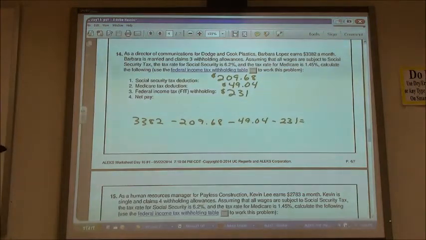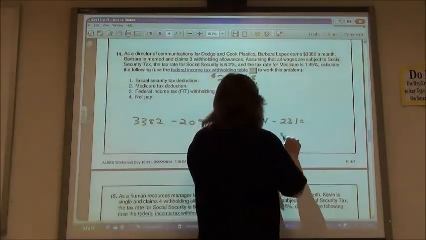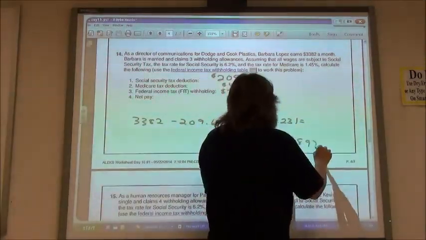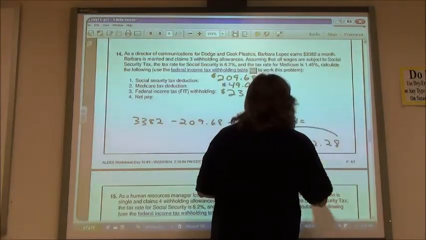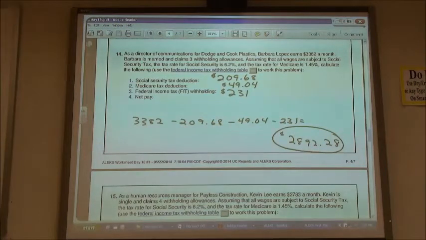So $3,382 minus $209.68 minus $49.04 minus $231 gives me $2,892.28 for her net pay for that month.